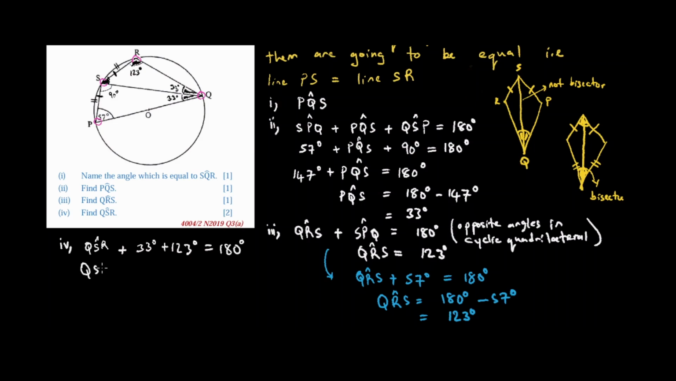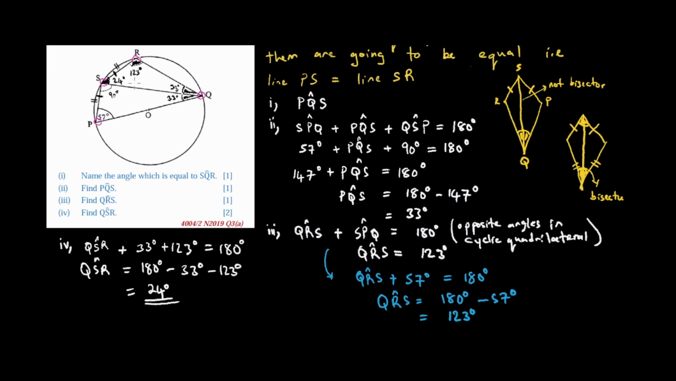So QSR is equal to 180 degrees. You can do it like this, minus 33 degrees minus 123 degrees, even though I usually avoid this because it can be a harbinger of unnecessary errors. So the answer here is 24 degrees. So this is what we are getting.